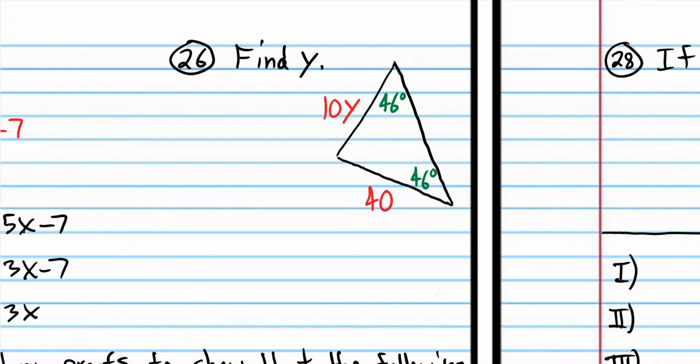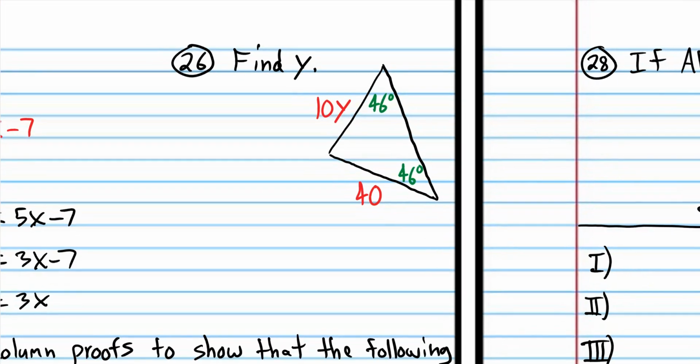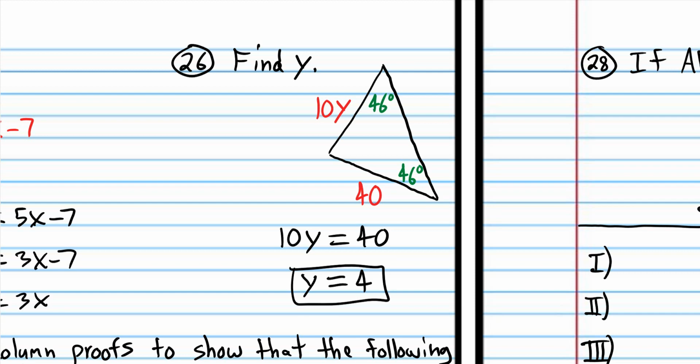Try number 26, and when you come back, we'll do it together. All right, we're back. We have two angles that are congruent, so the sides opposite those angles must be congruent. Divide both sides by 10, and we get y is equal to 4. So if you got 4, good job.